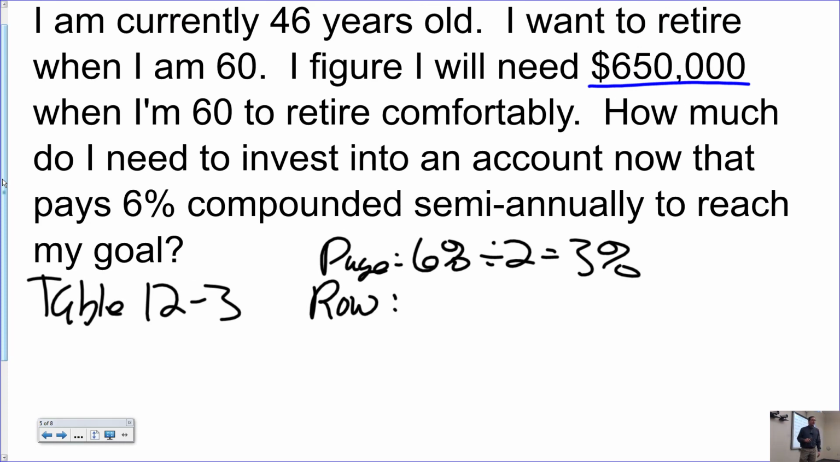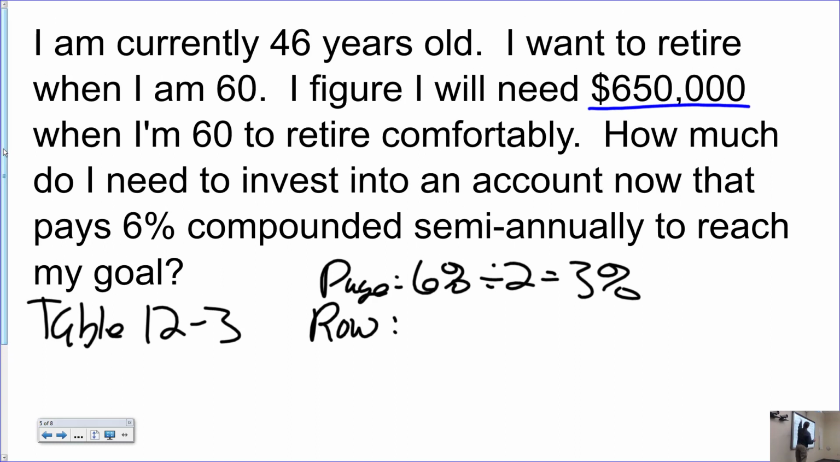Why 28, Greg? Because 14 years, you multiply it by 2. Where'd you get 14? I don't see 14 up here anywhere. 60 minus 46 is 14, because from 46 to 60, I'll be earning 14 years worth of interest, twice a year, 28 periods.